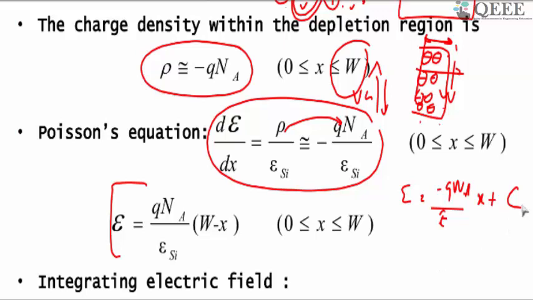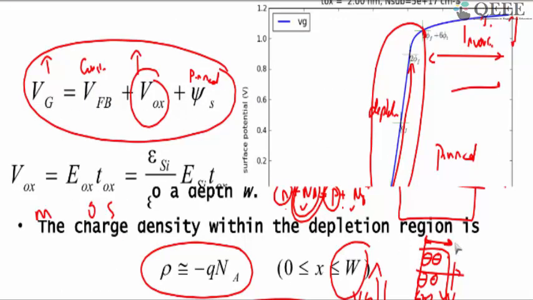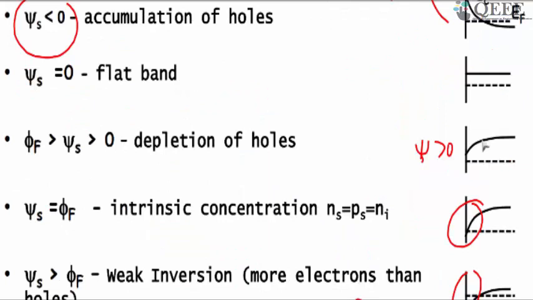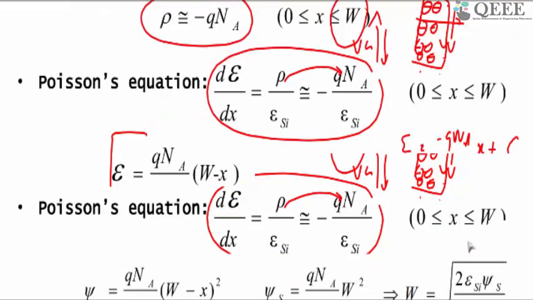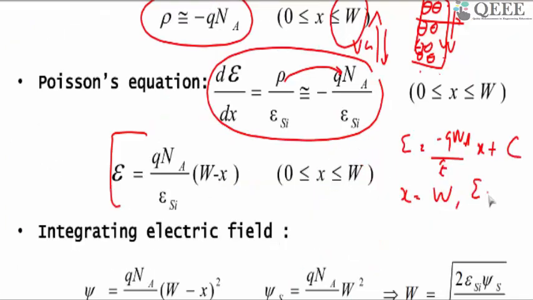We fix this constant of integration at x equal to W, which is the edge of the depletion region, somewhere here. After that the bands are flat, which means there is no electric field. That is the boundary condition we are assuming: at x equal to W, E is equal to 0. If you put that in, you get this relationship, which is valid. So you can see the electric field varies.